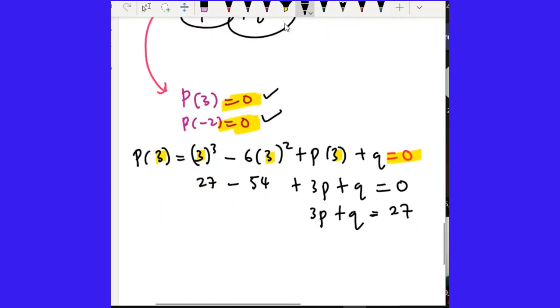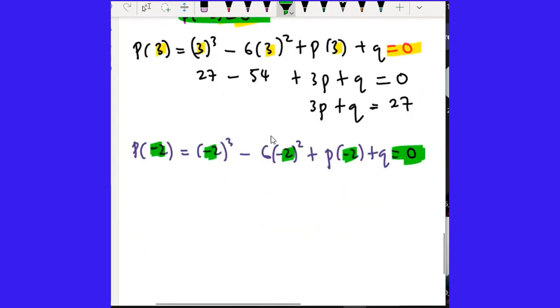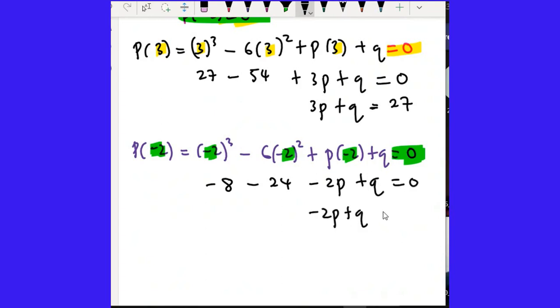Okay, the second equation. Substitute negative 2 pula. Okay, negative 2. Show this step, negative 2 squared plus your objective is equal to 0 juga. Is equal to 0. So sekarang substitute ni negative 2 is equal to 0 to show dia juga adalah 0. Masukkan. Okay. Simplify, dapat negative 8 minus 24 minus 2P plus Q is equal to 0. Negative 2P plus Q. Ini apa? 32 kot. Okay. So ni equation 1.